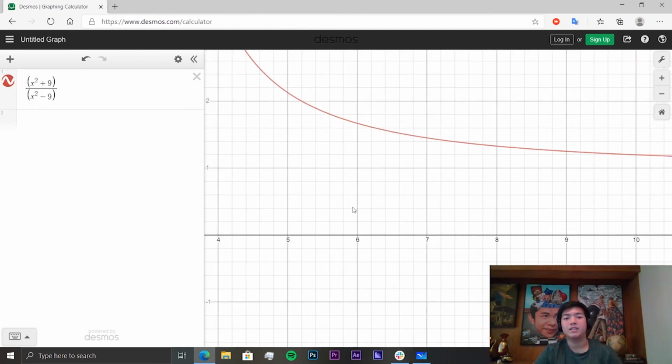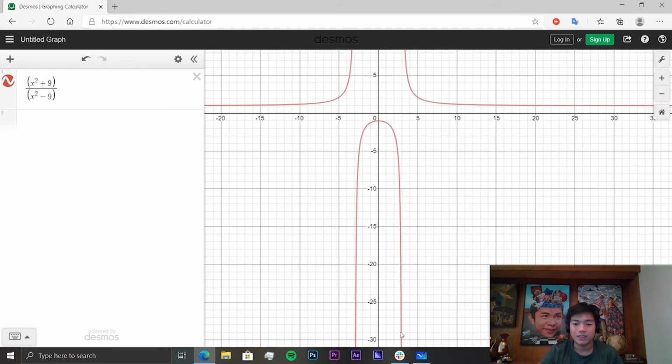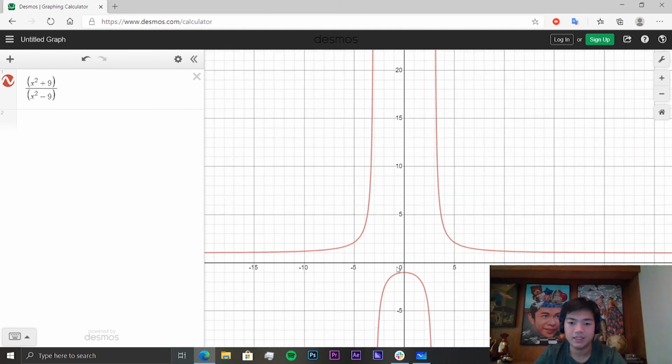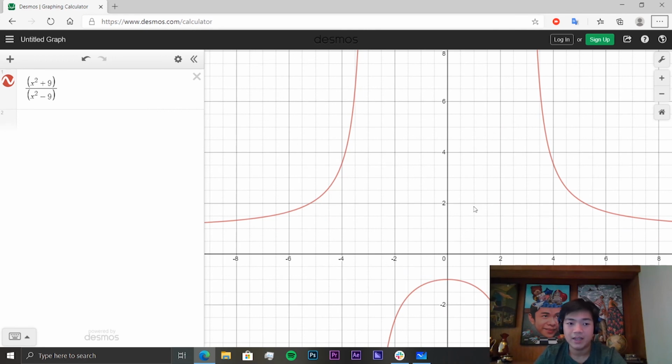So we have, in this case, (x squared plus 9) over (x squared minus 9). And it should be pretty obvious that this is not continuous. As you can see, we have clear values for which there is a jump between the values of y. So it's not continuous. What values would this be at? This would be at -3 and 3.